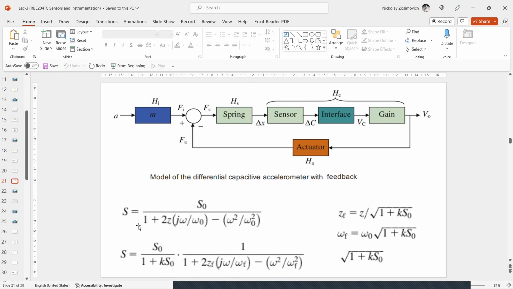By the way, you should not memorize all of this equation. You should only understand how we can do it. Okay, so let's go. In this case, the system has become faster by feedback. The principle is also applicable for other measurements.